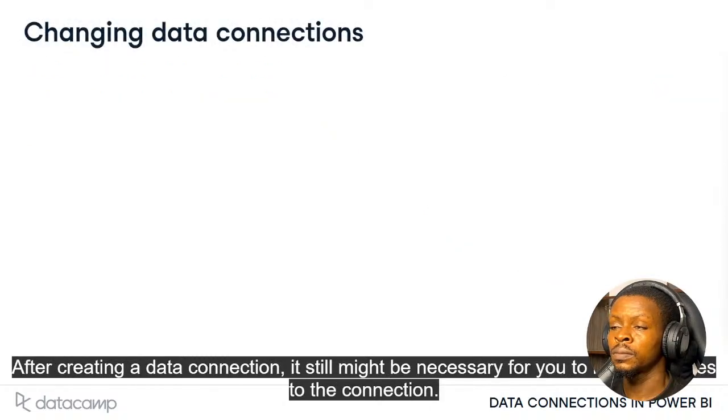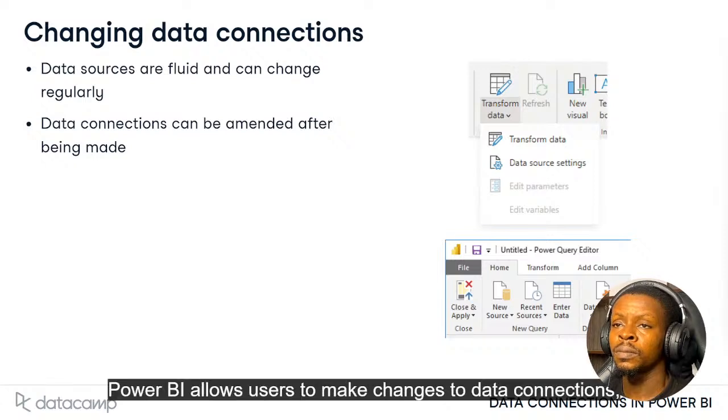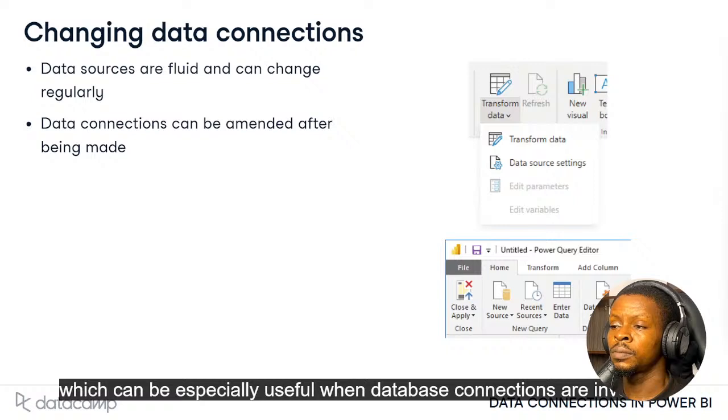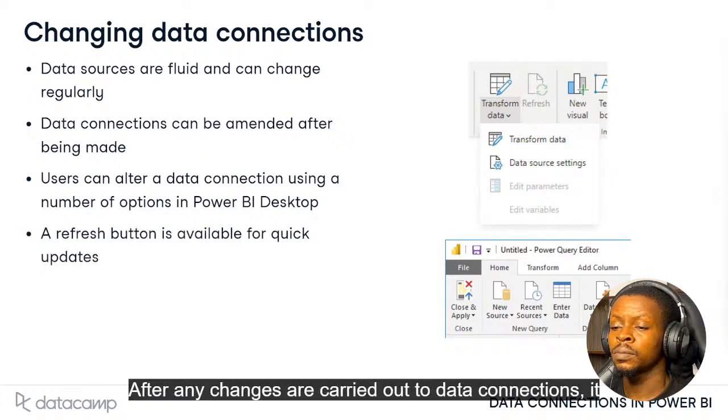After creating a data connection, it still might be necessary for you to make changes to the connection. Power BI allows users to make changes to data connections, which can be especially useful when database connections are involved. This can be done from a number of different locations within Power BI. After any changes are carried out to data connections, it is important to refresh the connections that have been made. We will look into these topics in more detail later on.